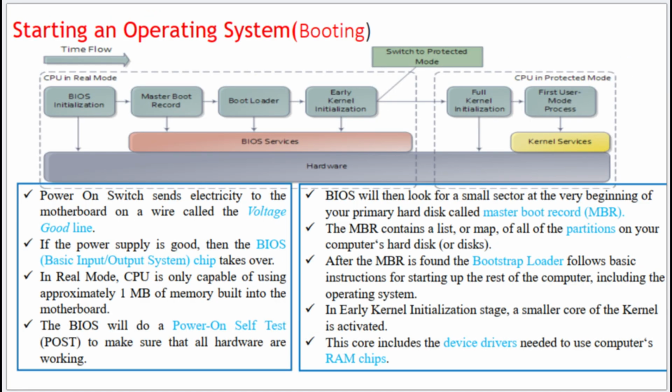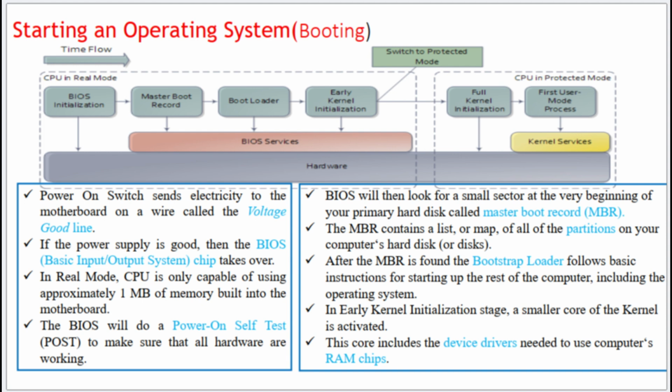Starting an operating system, booting. Power on switches electricity to the motherboard, called the voltage good line. If the power supply is good, then the BIOS, basic input/output system, chip takes over in real mode. The CPU has the capability of using approximately 1 MB of memory built into the motherboard. The BIOS will do a power-on self-test, POST.